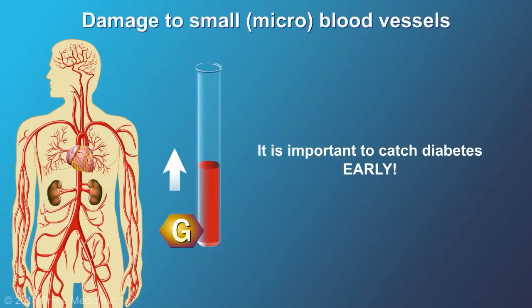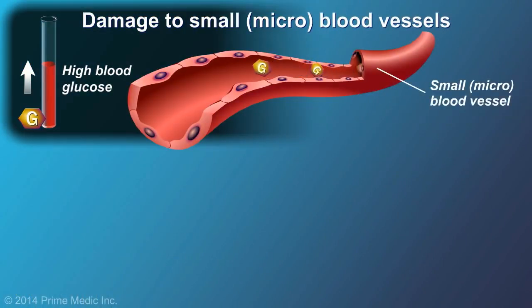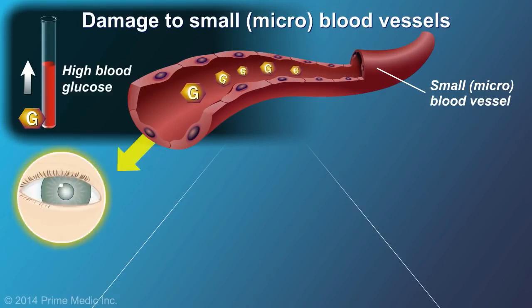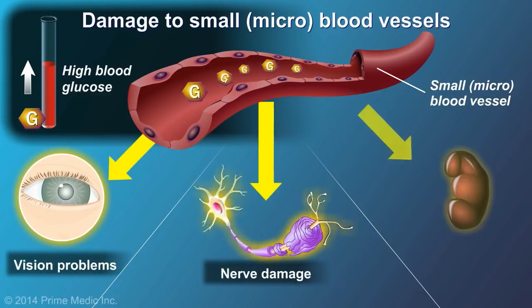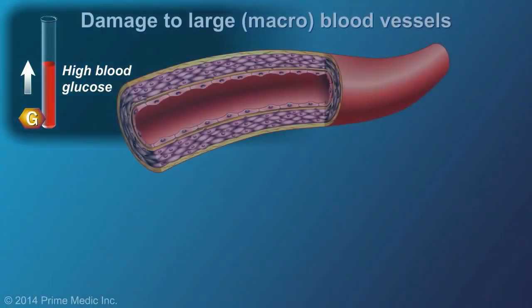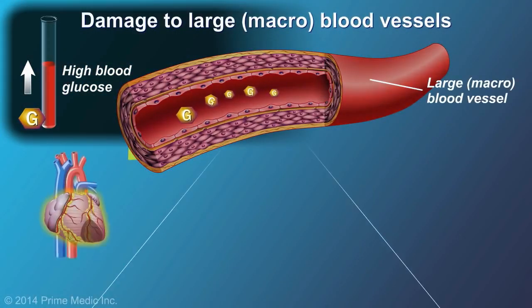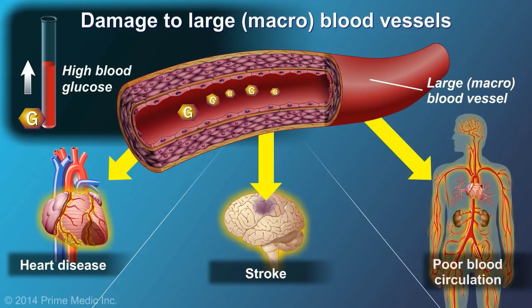It is important to catch diabetes early. Over time, high blood glucose damages the blood vessels, which can damage the organs that these vessels supply, leading to a variety of health complications. Damage to the small or micro blood vessels can cause vision problems, including loss of sight, nerve damage, and kidney disease. Damage to larger or macro blood vessels can lead to cardiovascular complications such as heart disease, stroke, and poor blood circulation.